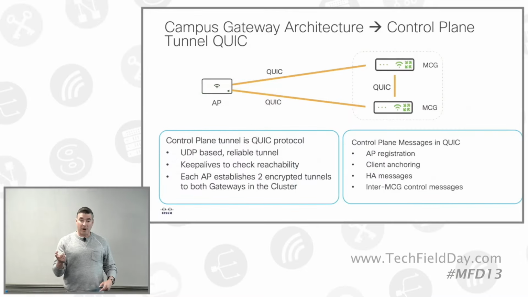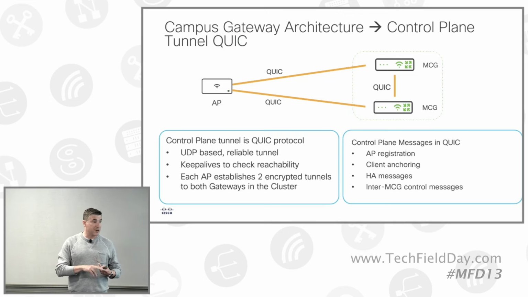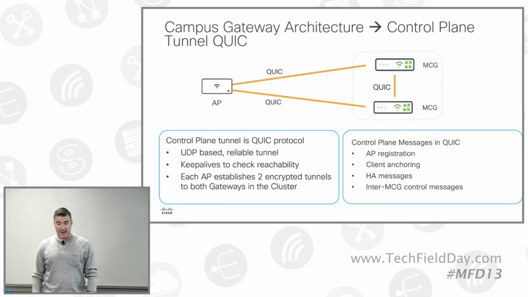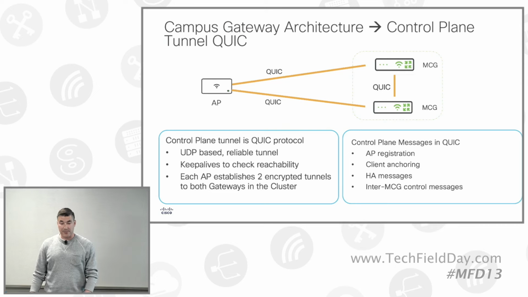Okay, so architectural difference here as well, right? We're using QUIC tunnels to establish all our control plane. No CAPWAP here, no CAPWAP at all. QUIC is used for our AP registration, client anchoring messages, some inter-HA messages between the two different campus gateways, and it's automatically encrypted by default by dashboard. Nothing anybody needs to touch or think about. We're doing that on the back end for you. And each AP is going to establish a QUIC tunnel to both members of the cluster. Again, nothing needs to be configured. You'll see how this all flows when Justin gets up here and does his demos.